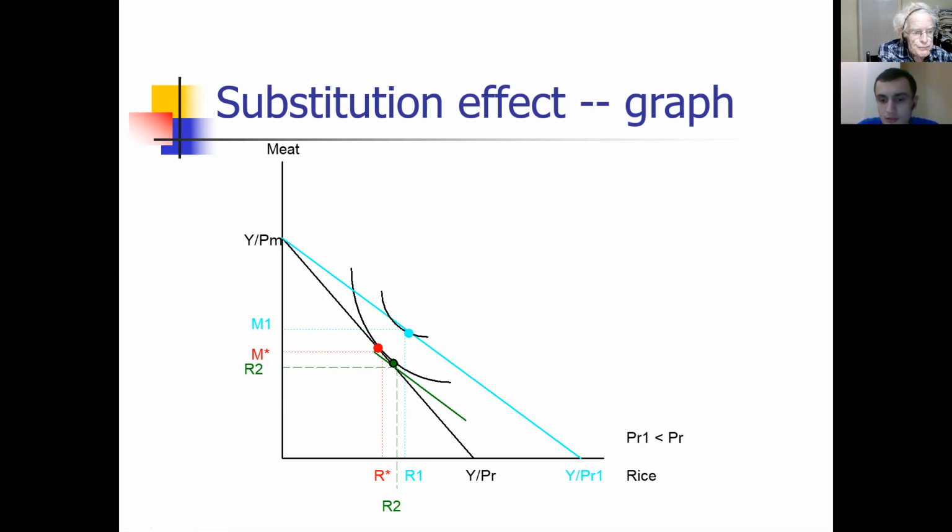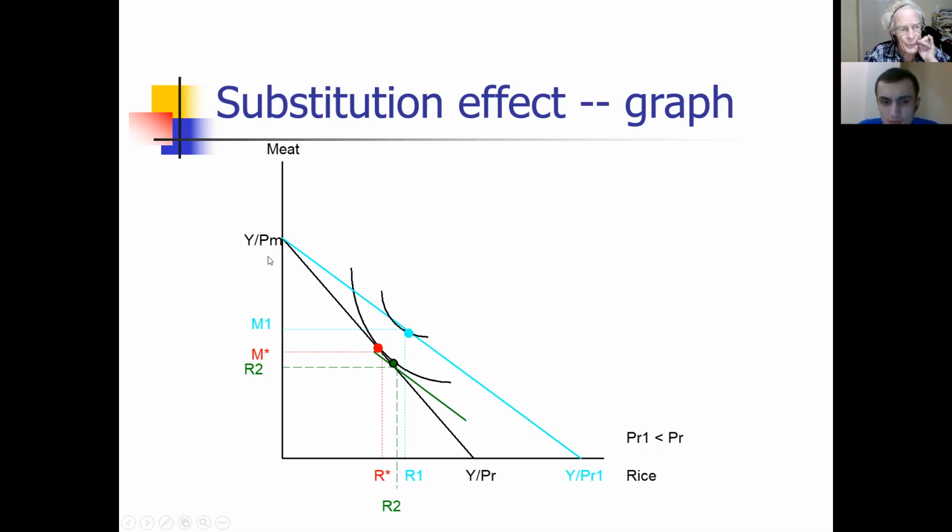Only rice, not the meat? For right now, let's concentrate on rice. And then we'll take a look at meat. That's a good question. So the overall price effect on rice is the sum of the substitution effect and the income effect. The overall price effect is R star up to R1.